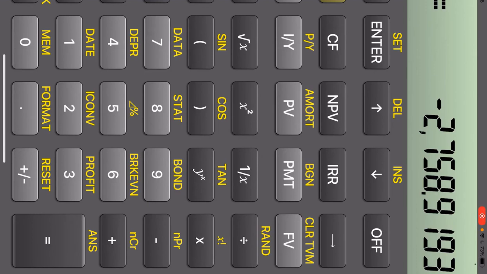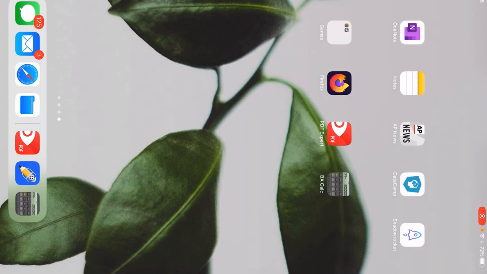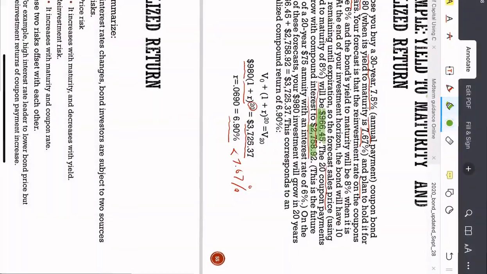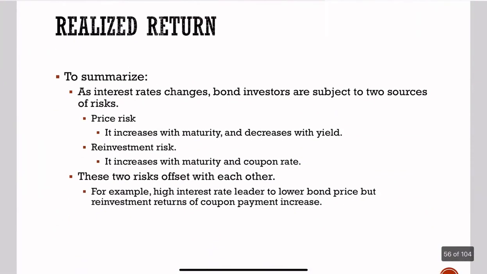Again, you could do some practice to learn how to use the calculator to calculate these future values, present values, and calculate bond yield. Of course, maybe you have already become an expert on this, then that's even better. Let's proceed to the next page.